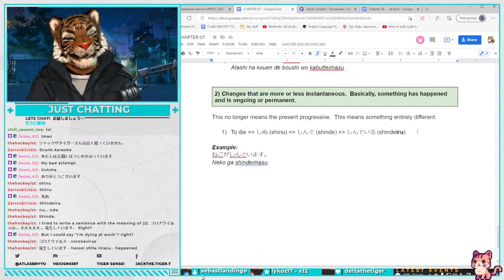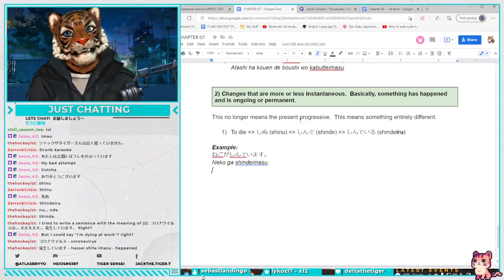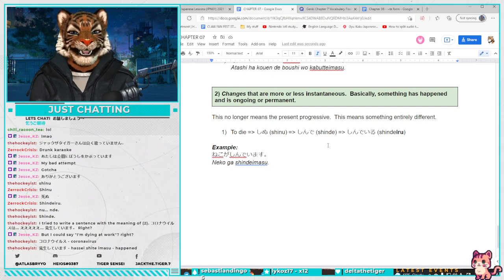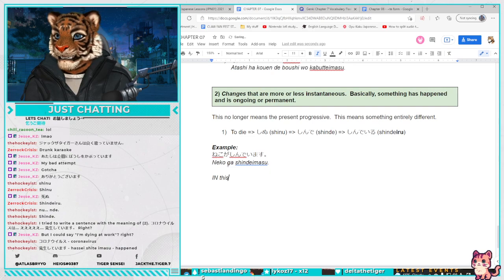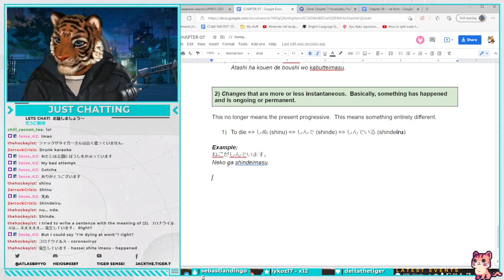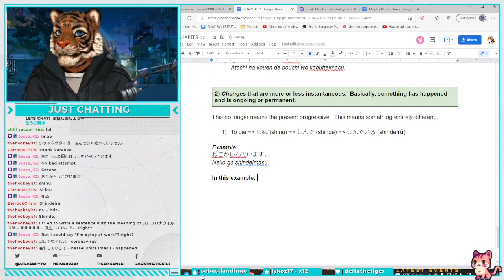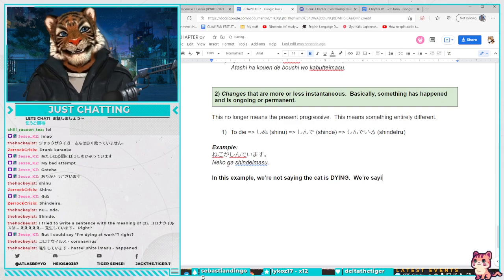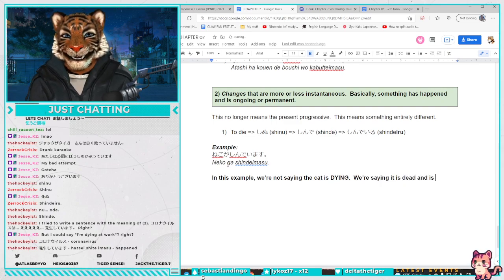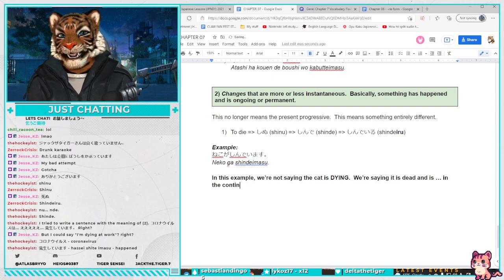Yeah, it happened, kind of. Hassei shitemasu, happened. That would probably go with this one. It's more or less still kind of going on. I think that's similar to what I'm trying to allude to here. In this example, we are not saying the cat is dying. We're saying it is dead and is in the continuous state of being dead.